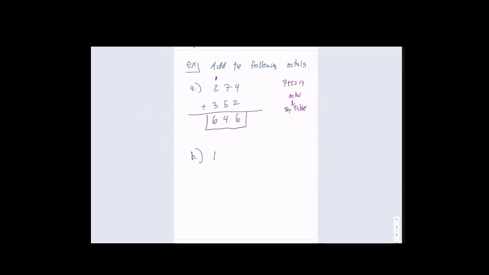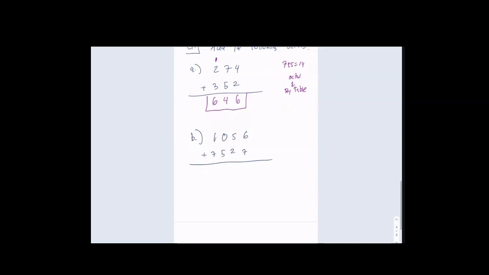Let me see. 1, 0. Nope, can't use an 8. 1, 0, 5, 6 plus 7, 5, 1, 7. Let's go with 2 here. All right, here's what I have. So remember, you got to look at that table, and when you know the answer is more than 7, you have to go to the table, or at least that's the easiest way, and that's the way I'm pushing you towards.